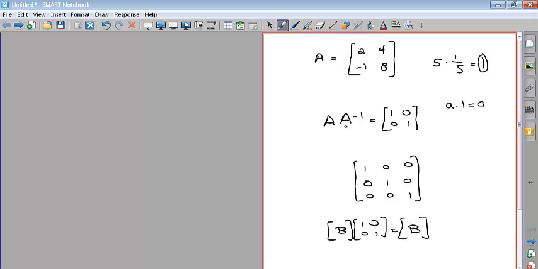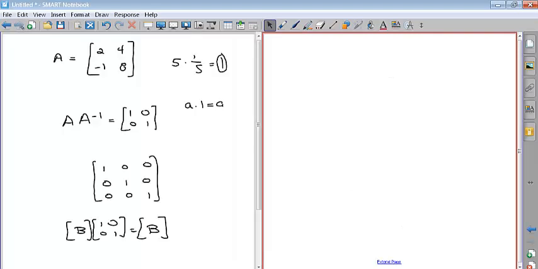Now the advantage, besides this property, what does that do for you? Well, you can solve multiple linear equations using the inverse matrix, and we'll show you how to do that later. But for right now, we're just going to show you how you calculate the inverse, how you figure out what the inverse of a matrix is.